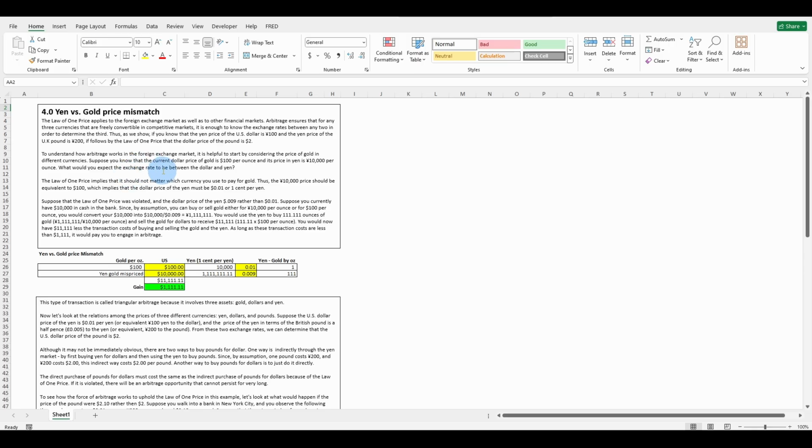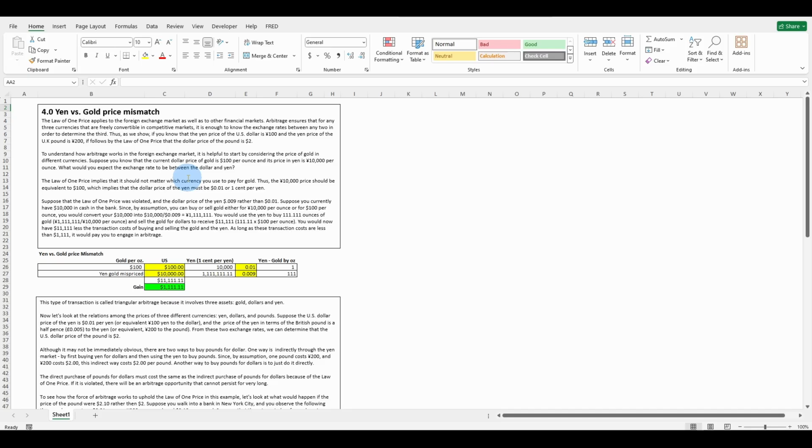What would you expect the exchange rate to be between the dollar and the yen? Well, the law of one price implies that it should not matter which currency you use to pay for gold. Thus, the yen 10,000 price should be equivalent to $100. Why? 10,000 divided by 100, which implies that the dollar price of the yen must be 0.01, or 1 cent per yen.